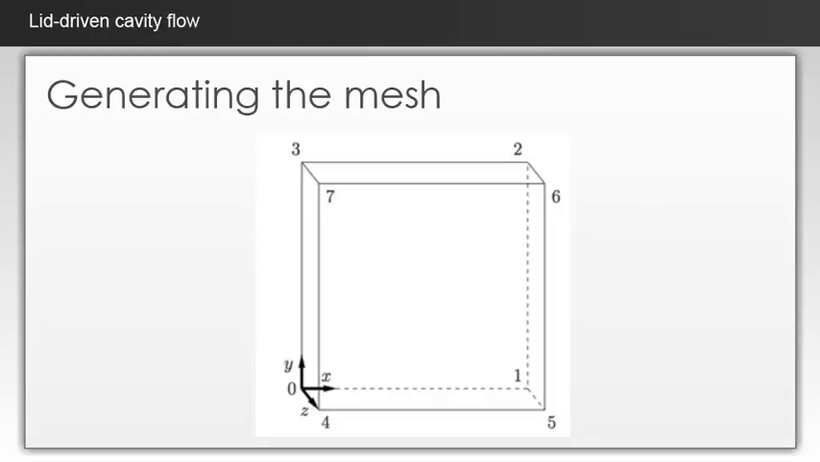OpenFOAM solves any case in 3D by default, but can be instructed to solve in 2D by specifying an empty boundary condition on boundaries normal to the third dimension for which no solution is required. The cavity domain consists of a square of side length d = 0.1 meter in the xy plane. A uniform mesh of 20 by 20 cells will be used. The block structure is shown in the figure.